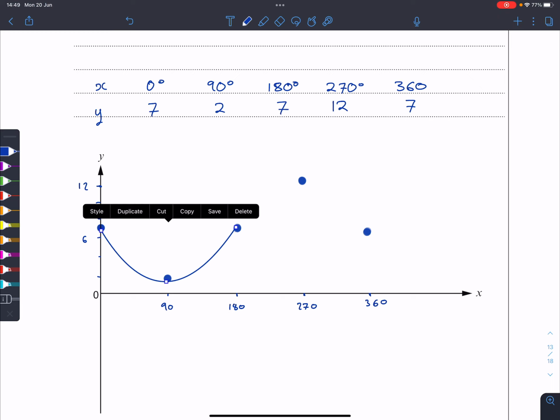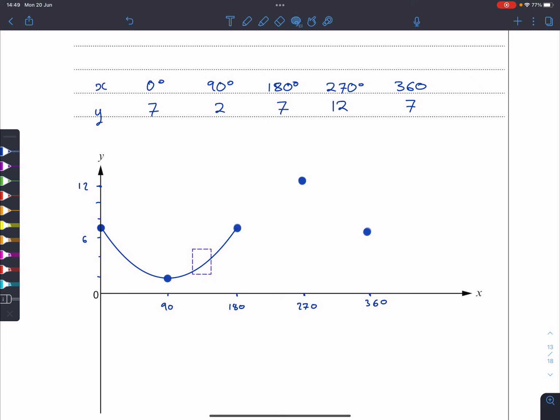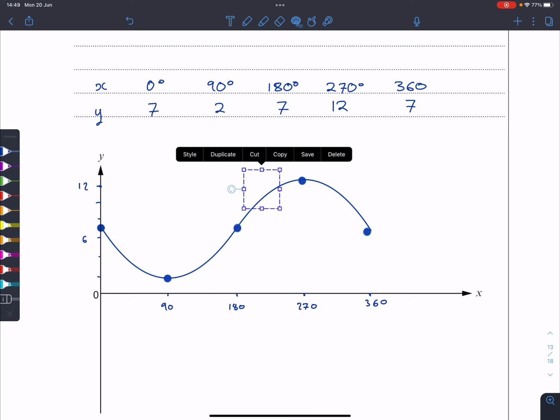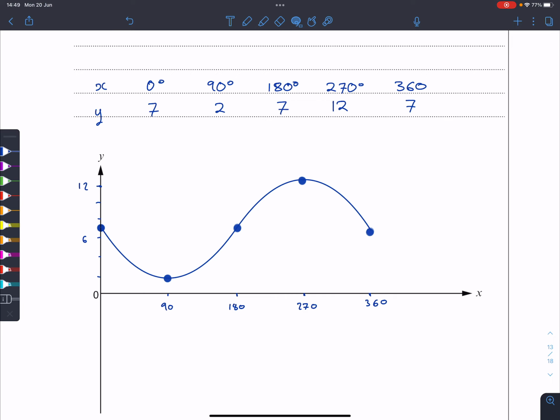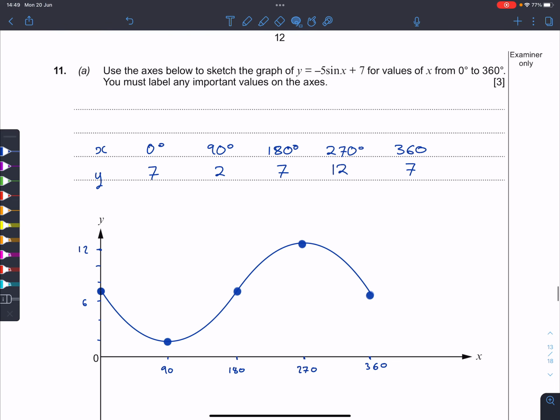So let's see if I can draw this in and see how best I can use the computer to make this nice and accurate. Okay, so let's duplicate that and spin it round, and hopefully, well, it's not a million miles away. There you go. Okay, so that is now my graph of y equals -5 sine x plus 7 for those values. Okay, and I've labelled any important values on the axes.